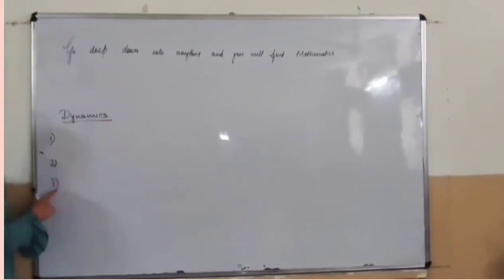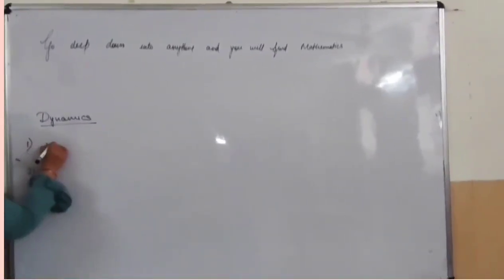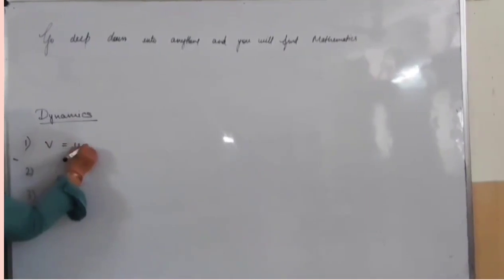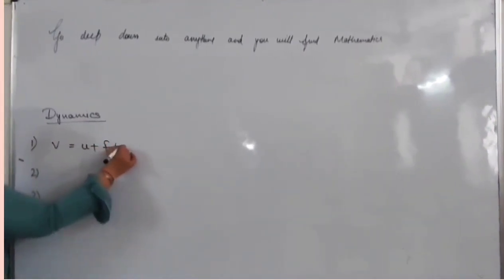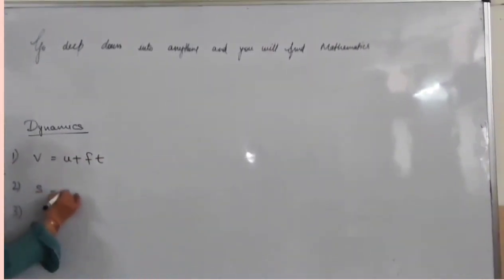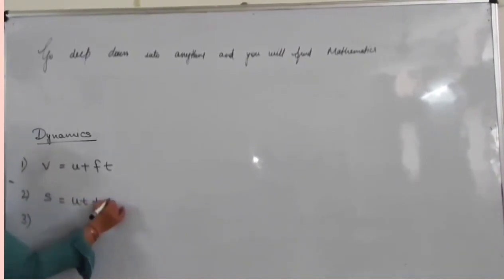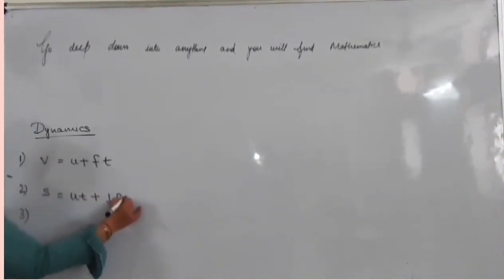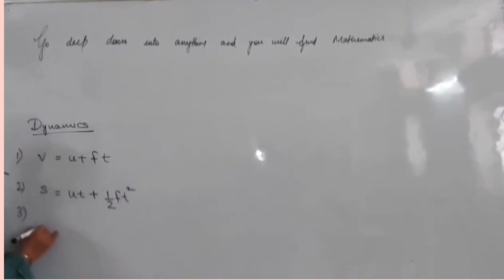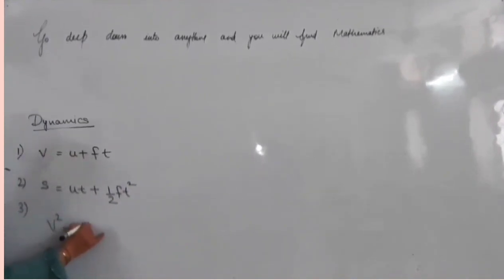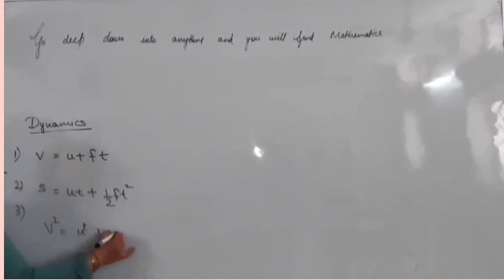In dynamics, there are three important results, that are V is equal to U plus Ft. Second is S is equal to Ut plus half Ft square. Third one is V square is equal to U square plus 2 Fs.